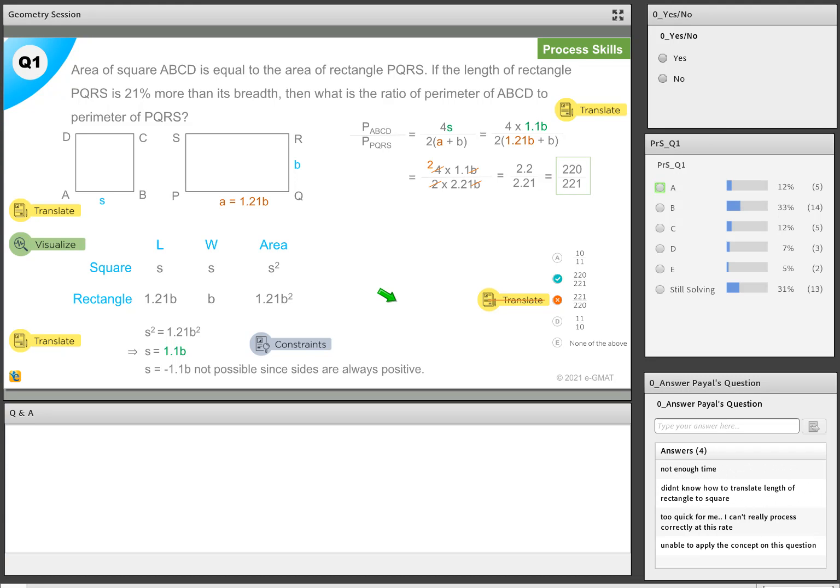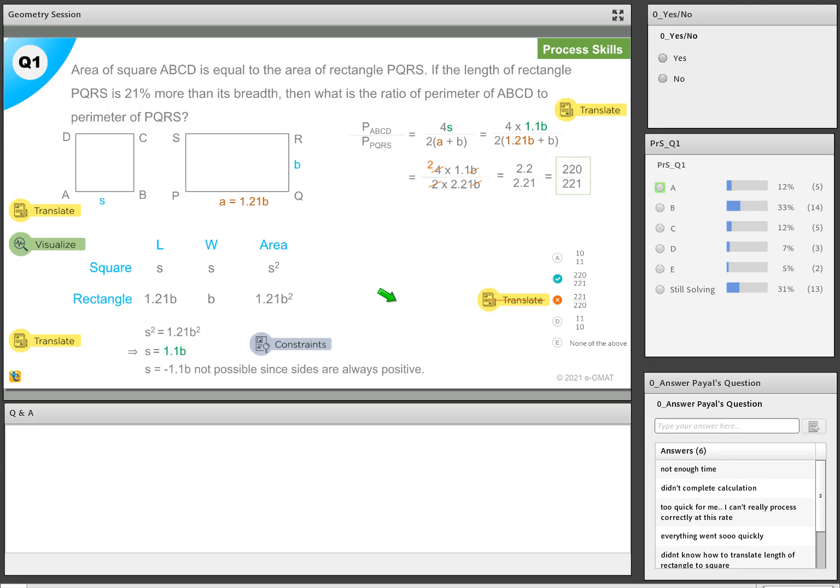That's the feedback I'm giving you here: you need to go through the process skill files once you solidify your concepts, so that you take one question at a time. Okay, not enough time, unable to apply the concept on this question, didn't know how to translate length of rectangle to square, everything went so quickly. All right, for those of you who are facing issues with speed over here, the feedback to you is that individually these questions are not complicated at all.